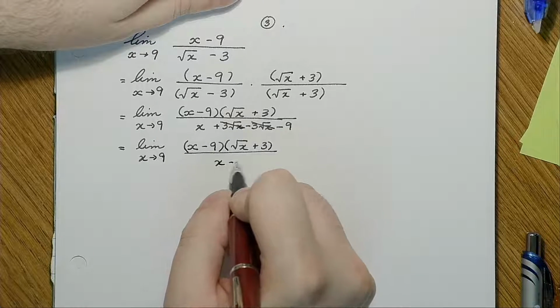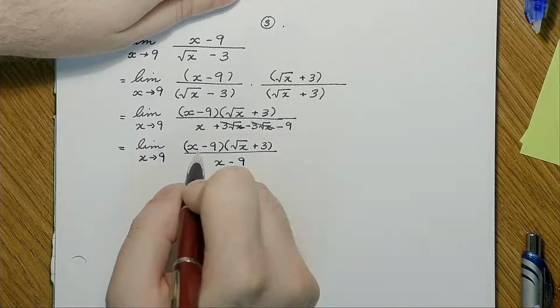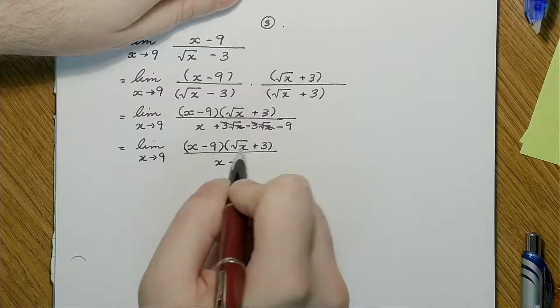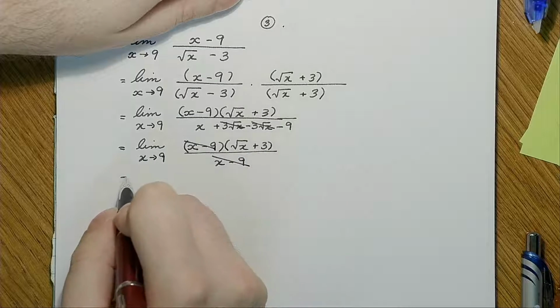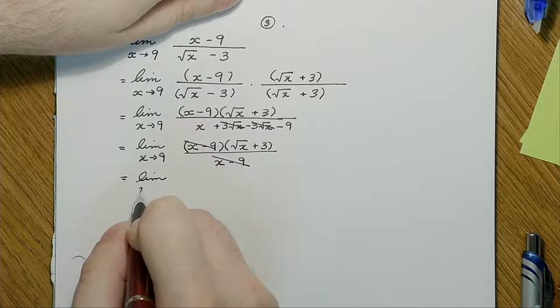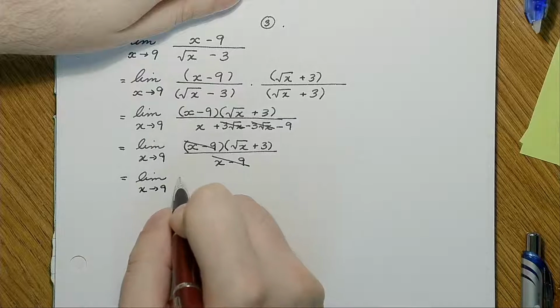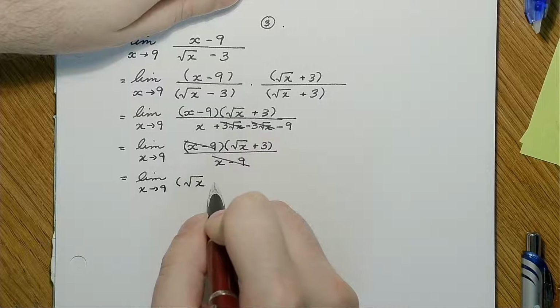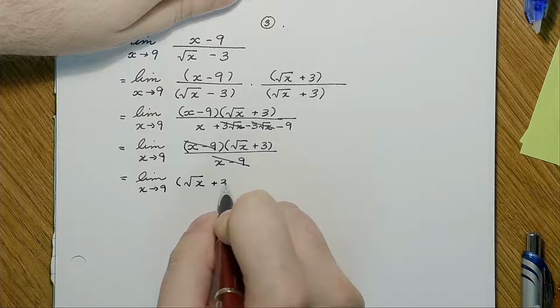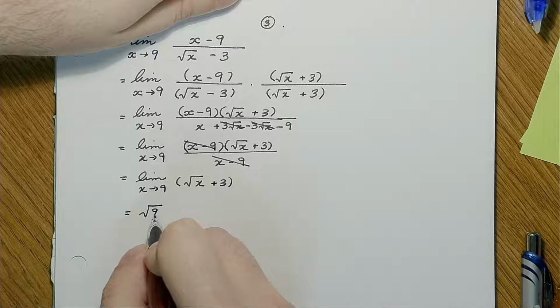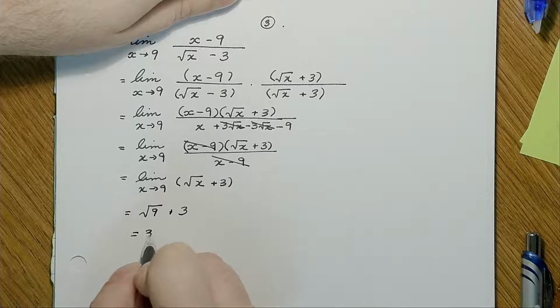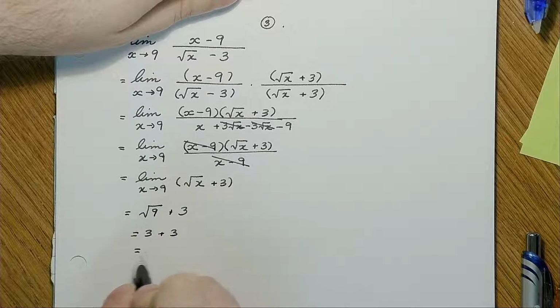And then I have x minus 9, which is nice because now I have very similar. I have this term times this term, so I can actually cancel that out. And I'm left with the square root of x plus 3. So again, square root of 9 plus 3, 3 plus 3 is 6.